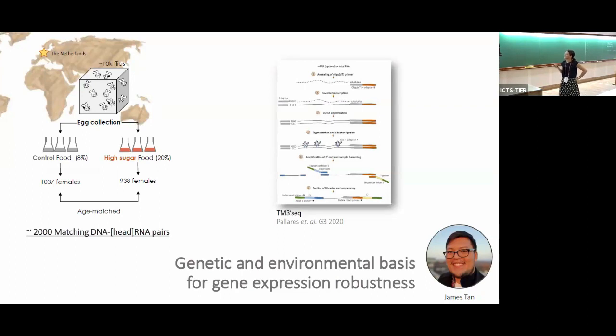What we are doing there is our usual trick of outbred populations that we know are very good for mapping. We are collecting around 1,000 samples of RNA-seq and DNA data in control, on our favorite high sugar food. And then we end up with around 2,000 matching DNA RNA-seq pairs, right? So you can actually do powerful, statistically speaking, eQTL mapping in the samples.